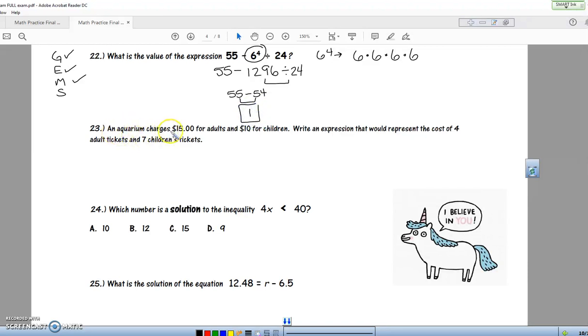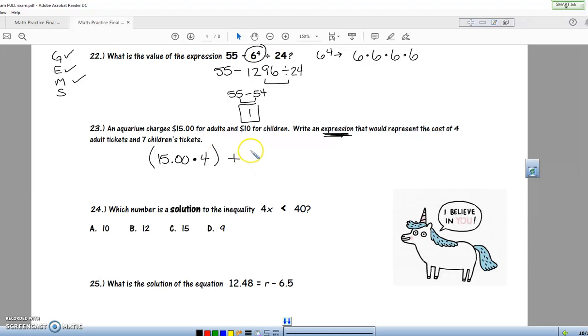All right, an aquarium charges $15 for an adult and $10 for children. Write an expression that represents the cost of 4 adult tickets and 7 children's tickets. So we don't actually need to solve this question. They just want an expression. So you're buying multiple tickets of each. So first we're going to have to find the adults. So $15 times your 4 adults.